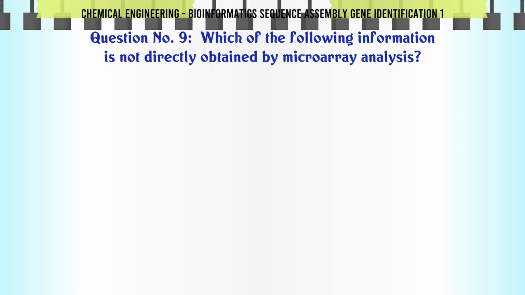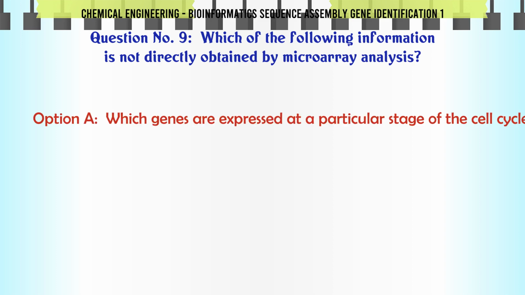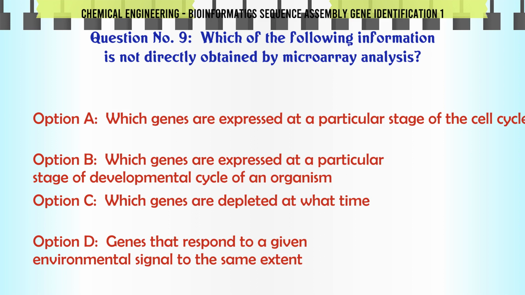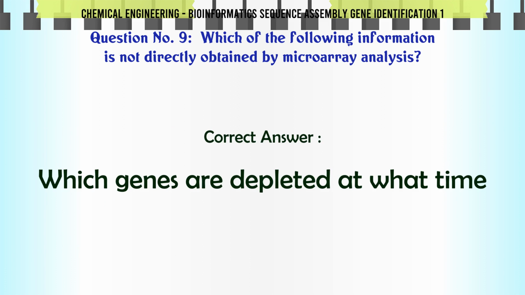Which of the following information is not directly obtained by microarray analysis? A. Which genes are expressed at a particular stage of the cell cycle? B. Which genes are expressed at a particular stage of the developmental cycle of an organism? C. Which genes are depleted at what time? D. Genes that respond to a given environmental signal to the same extent. The correct answer is which genes are depleted at what time.